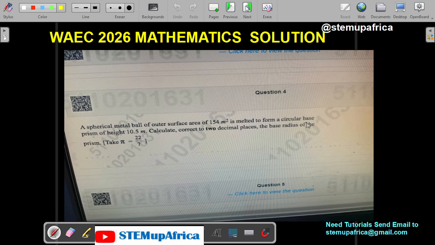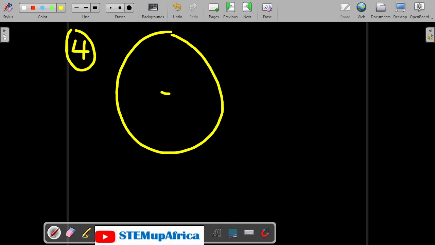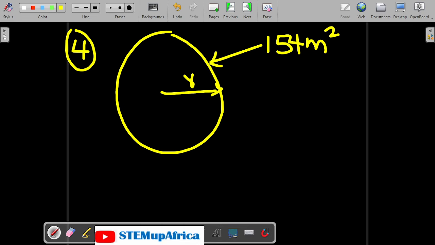So they gave us the sphere of area 154. So let's deal with that. A sphere is more like a circle with a radius. So the radius of the sphere was not given to us in the question. And the entire area of this sphere is 154 meters squared. So with that, we can get the radius of the sphere.